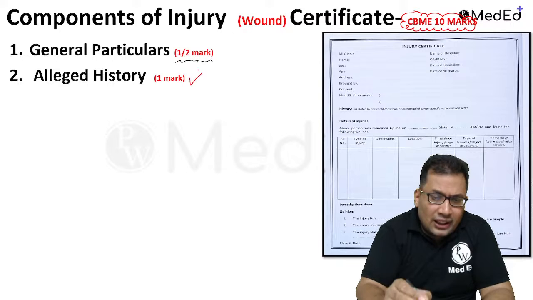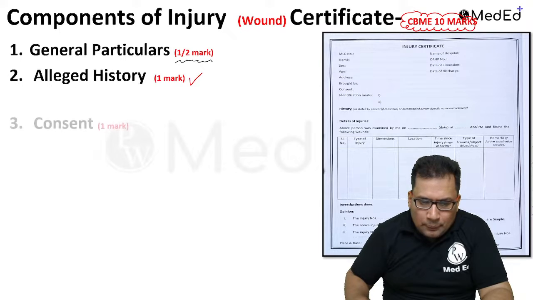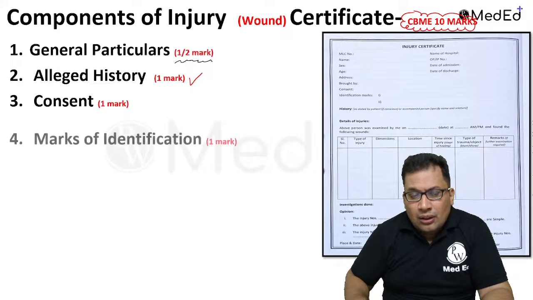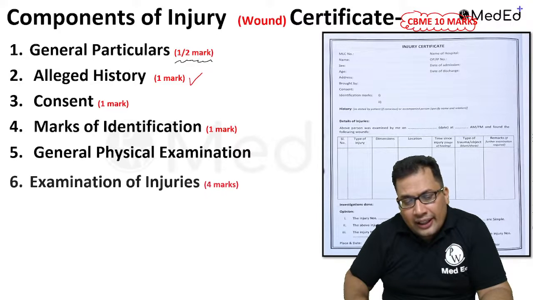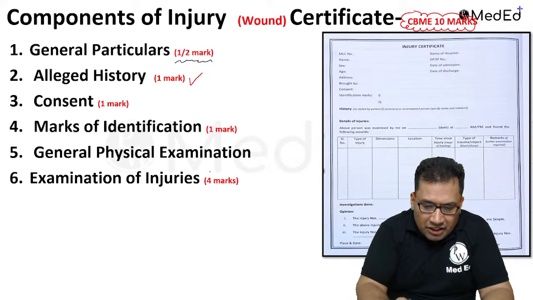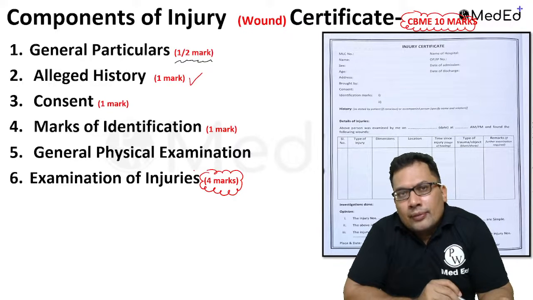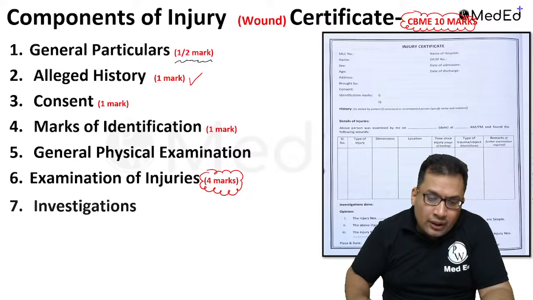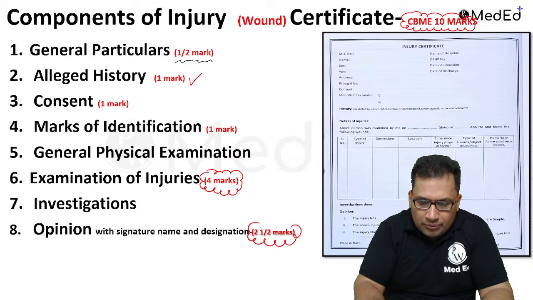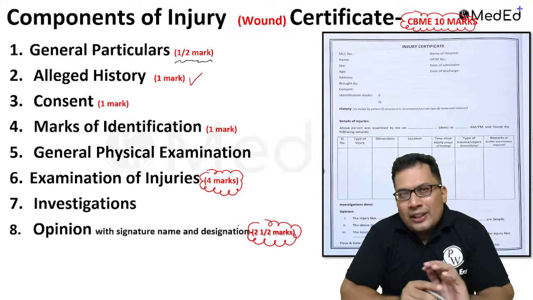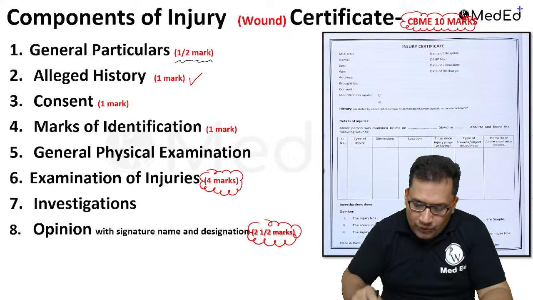Then briefly the alleged history, that carries 1 mark. Consent, marks of identification, general physical examination and examination of injury, which is known as the essence of the injury certificate, that carries 4 marks. Investigation and opinion carry 2.5 marks. So all these are the components in general of an injury certificate. Let's see.